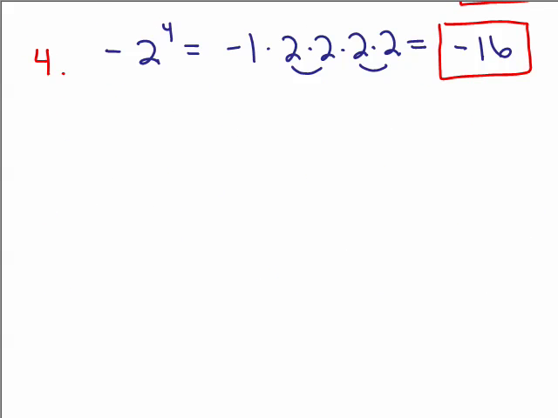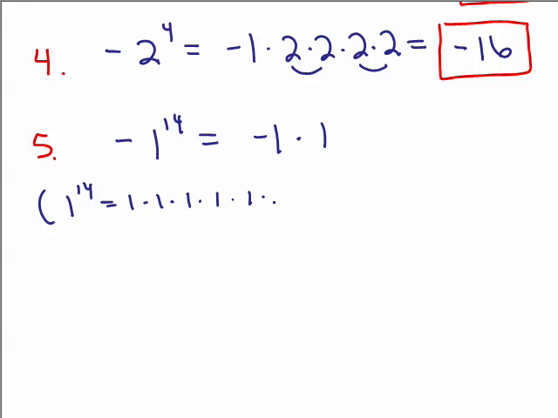All right, let's go on to number 5. Negative 1 to the 14th power. And again, the negative out in front is not to the 14th power. So we have negative 1 times, well, 1 to any power is 1, because you're multiplying 1 times itself a bunch of times. So remember, 1 to the 14th equals 1 times 1 times 1 times 1 times 1.